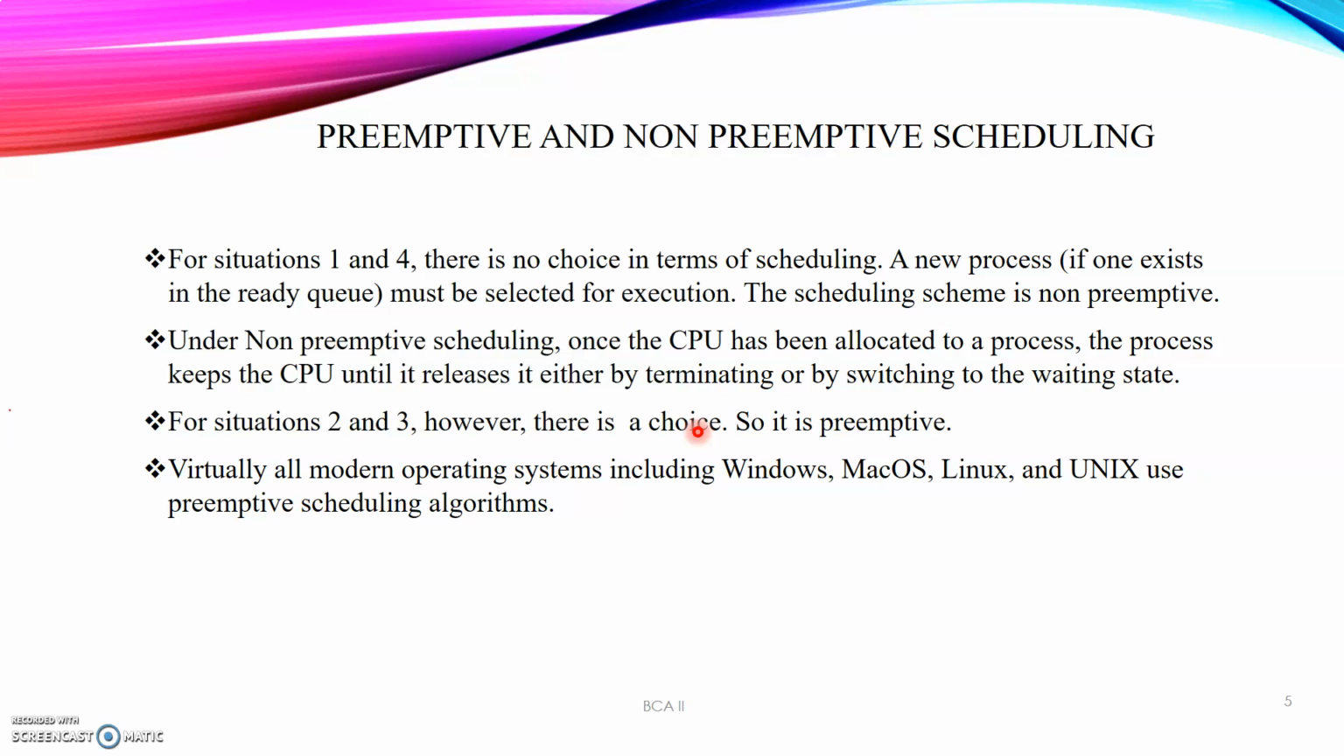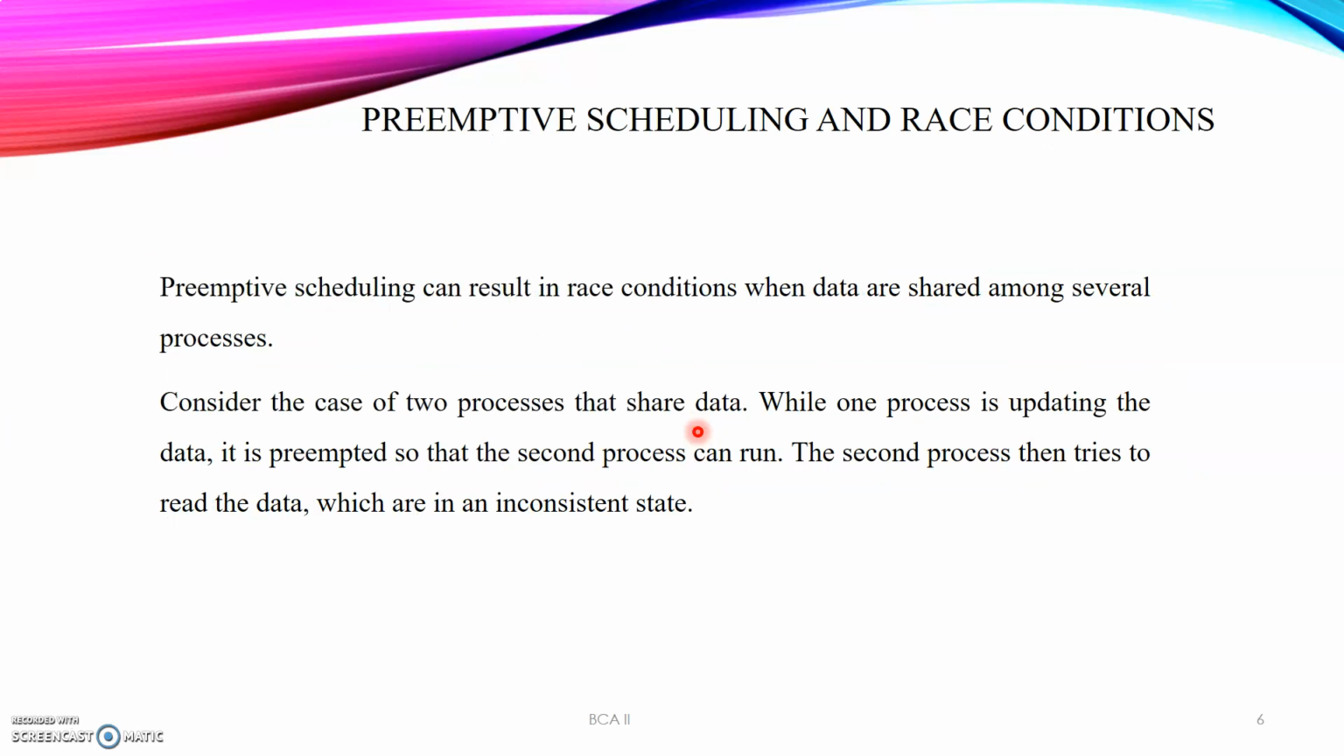So when we are interrupting in between while the processes are running, that is known as preemptive. And when the processes are finished and then the next process executes, that scheduling technique is known as non-preemptive. So there are various types of situations and operating systems which are using these preemptive and non-preemptive situations.